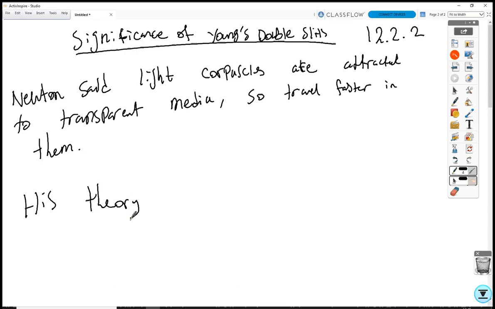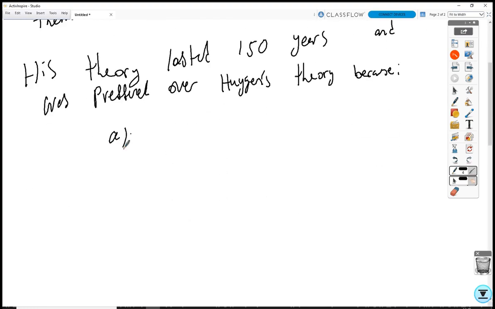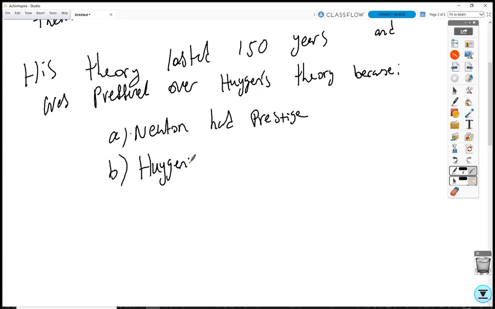His theory lasted about 150 years and was preferred over Huygens' theory because, A, Newton had prestige, and B, Huygens' theory could not explain rectilinear propagation, which we'll talk about later.